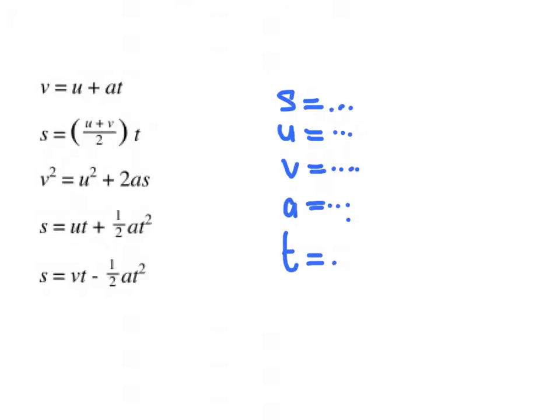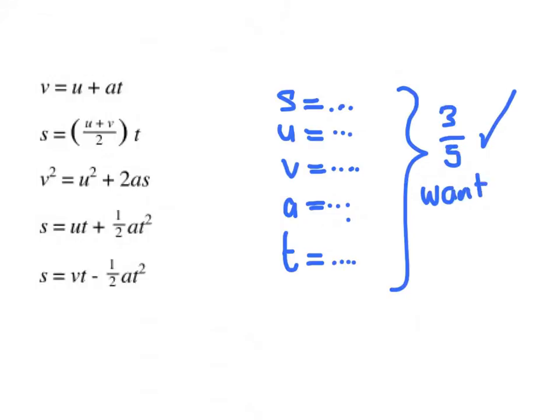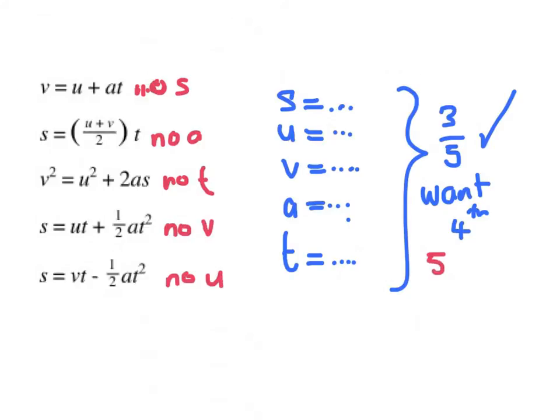Now what you're going to find is that you will have 3 out of the 5 ticked, and you will want a 4th one. So there'll be a 5th one which doesn't feature. If you look at your equations, you'll see that this first equation has got no s in it, this second equation has got no a, this equation has got no t, this equation has got no v, and this equation has got no u. So the one that's missing, the 5th one that doesn't feature, you can choose the equation that doesn't have that in, and then use that equation to solve your problem.